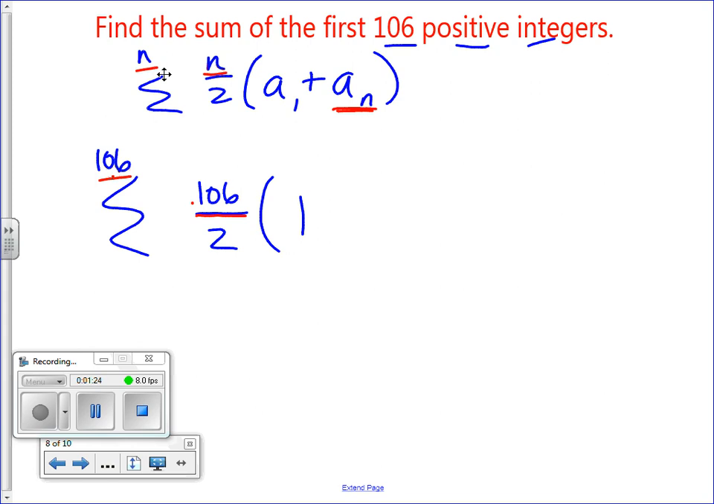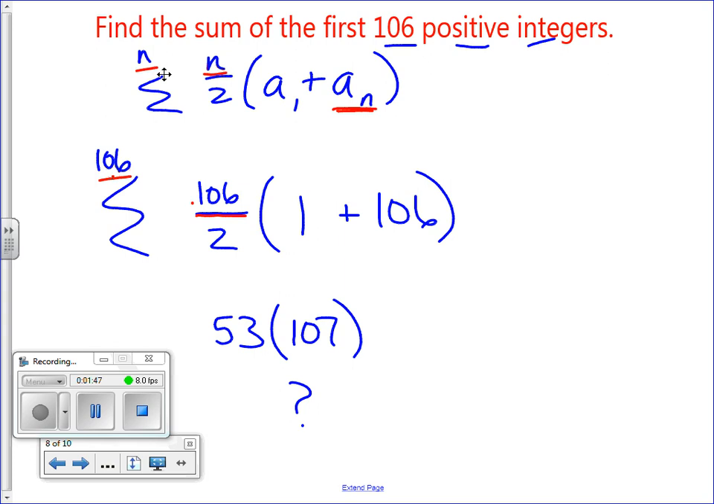Again, if it's just the 106 positive integers, the last number in that list is 106. So if we're finding this sum, 106 divided by 2 is 53. 1 plus 106 is 107. 53 times 107, I'll let you do that. I don't have a calculator in front of me.